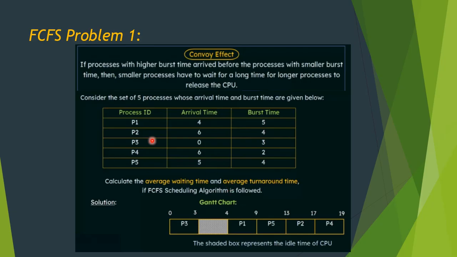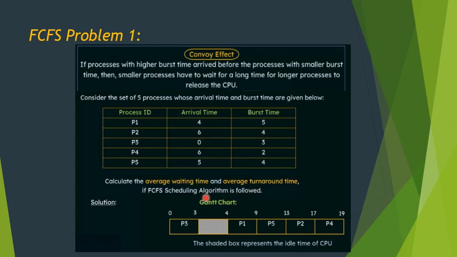So here we have 5 processes which arrive, with arrival times and burst times given here. For example, process 1 arrives at time 4, process 2 arrives at time 6, process 3 arrives at time 0, process 4 arrives at time 6, and process 5 arrives at time 5. And these are the burst times, meaning this is how long the CPU will be used when the process gets in. So we're told to calculate the average waiting time and the average turnaround time if the first come, first serve scheduling algorithm is followed.